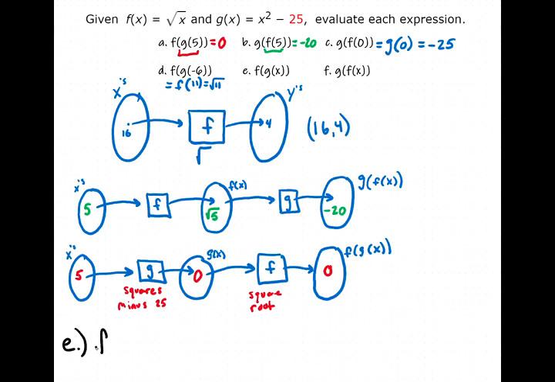So for part E, f of g of x. Well, the g of x is x squared minus 25. So we could replace that g of x with x squared minus 25. So now this is saying we take x squared minus 25 and plug that in to the f function. And the f function takes the square root of the input being x squared minus 25. So we get the square root of x squared minus 25.